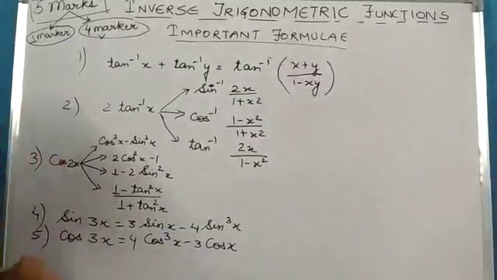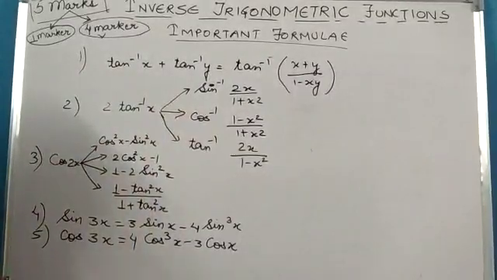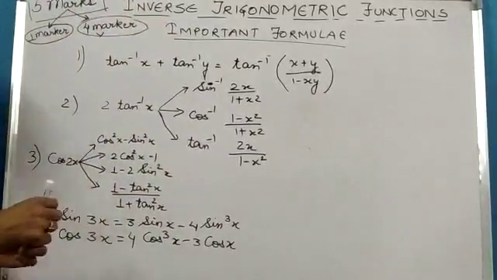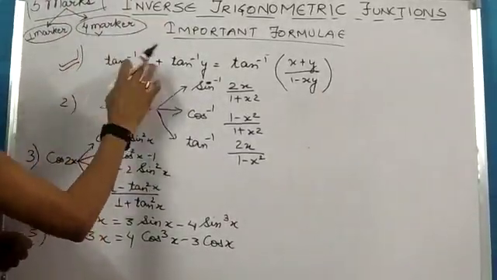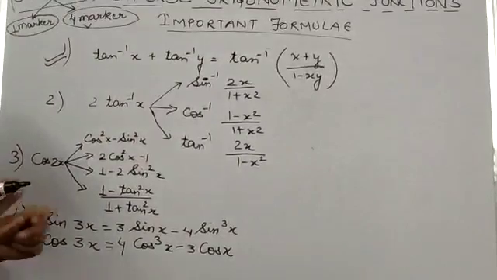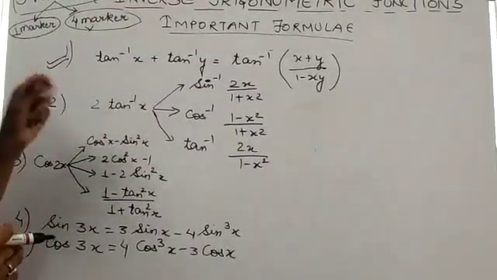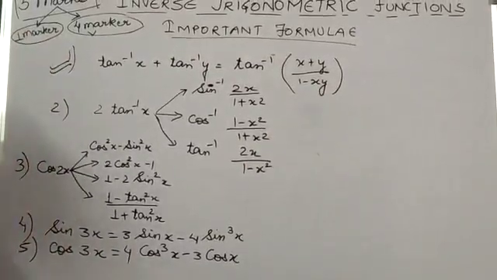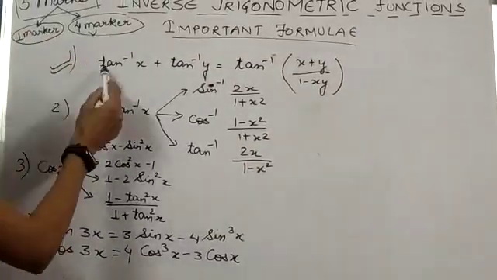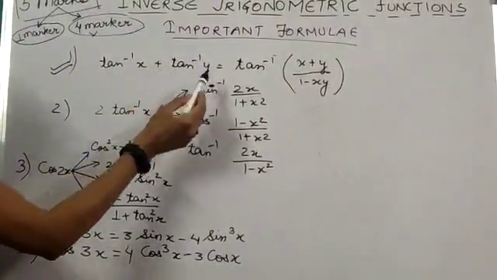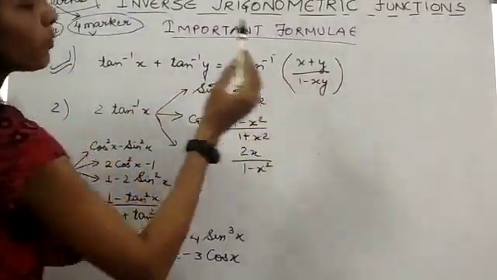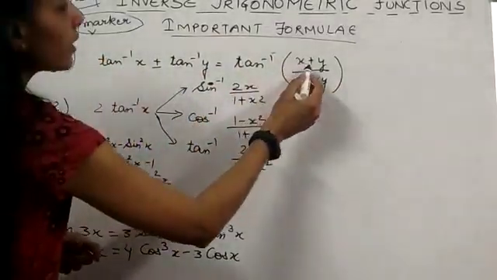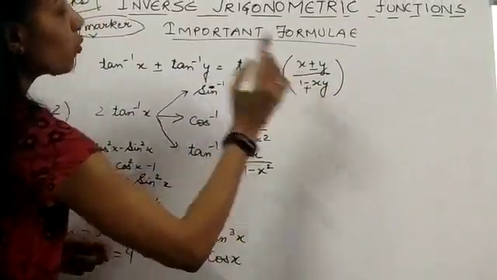Now let's discuss the important formulae of inverse trigonometric functions on which the whole chapter is based. First of all, the important formula, which is tan inverse x plus tan inverse y, which is very easy to remember, and in boards this formula is used in the questions given. Tan inverse x plus tan inverse y is equal to tan inverse of x plus y upon 1 minus xy. And if it is minus over here, then we can change this plus to minus and this minus to plus.